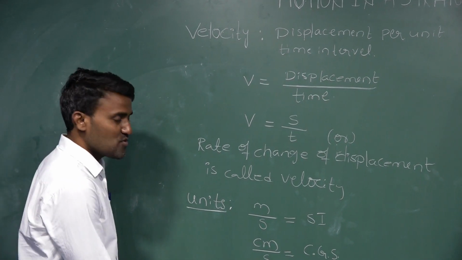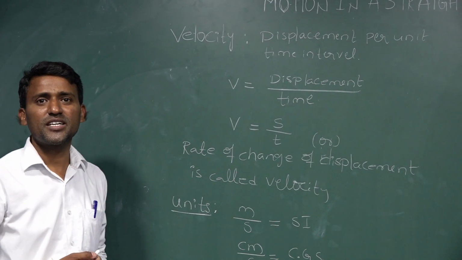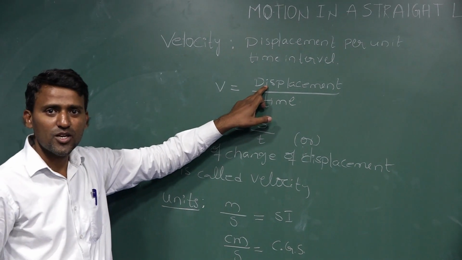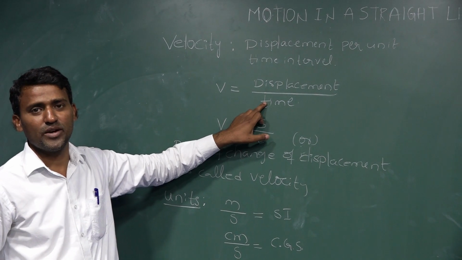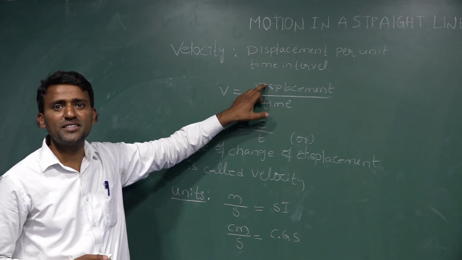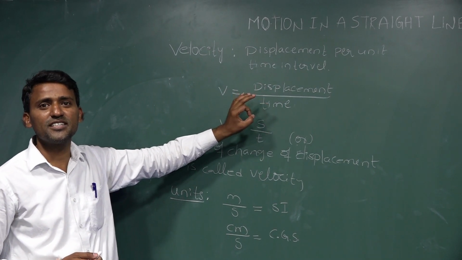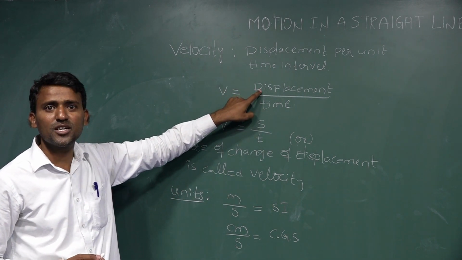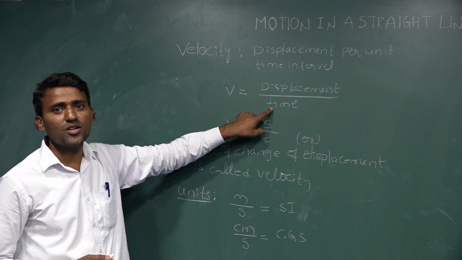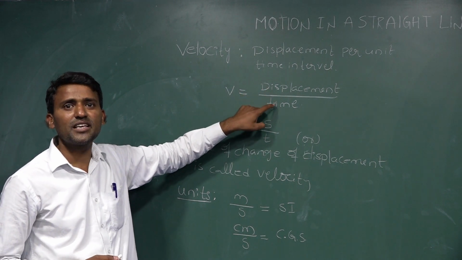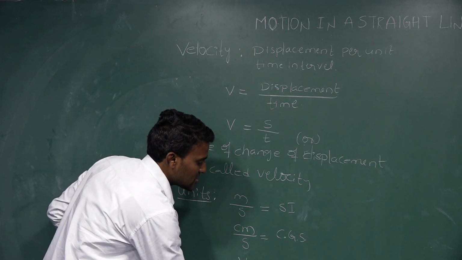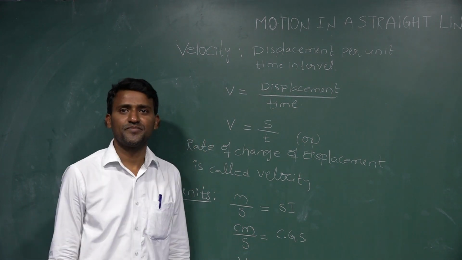Now, what is the quantity? Is it a vector quantity or scalar quantity? Displacement is a vector quantity, time is a scalar quantity. Vector divided by scalar gives a resultant that is a vector quantity. So velocity is a vector quantity.